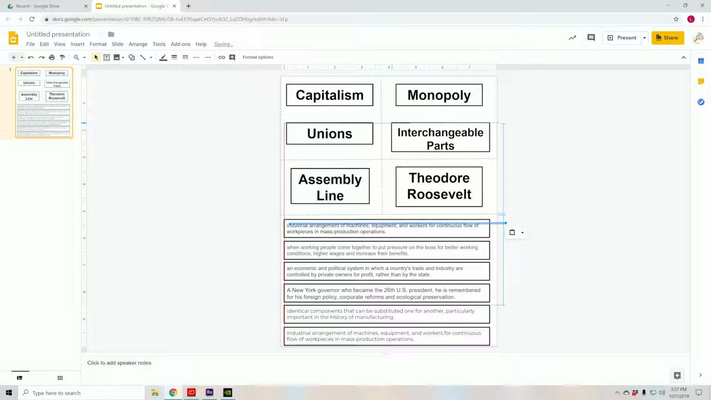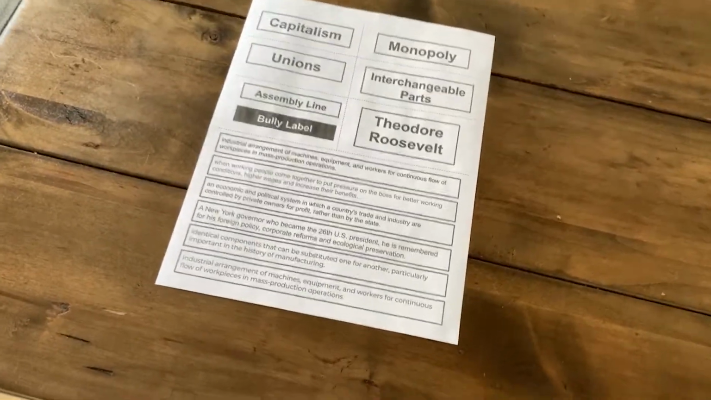So what I'm going to do is I'm going to have interchangeable parts, unions, capitalism, Theodore Roosevelt, since that's what today's lesson is on, Monopolies with Theodore Roosevelt. And so what was that? It was Monopoly, interchangeable parts, Theodore Roosevelt, unions, capitalism, and the assembly line. Those are my 6 terms.